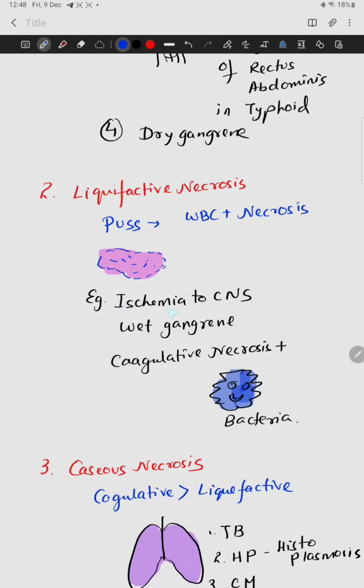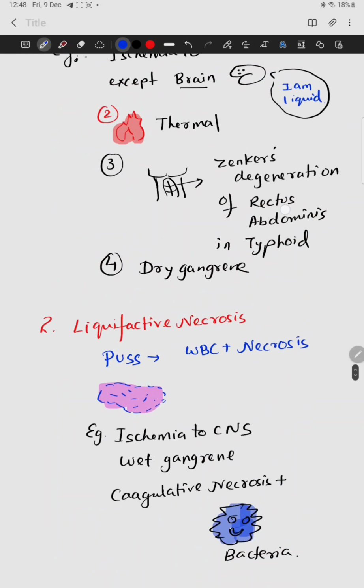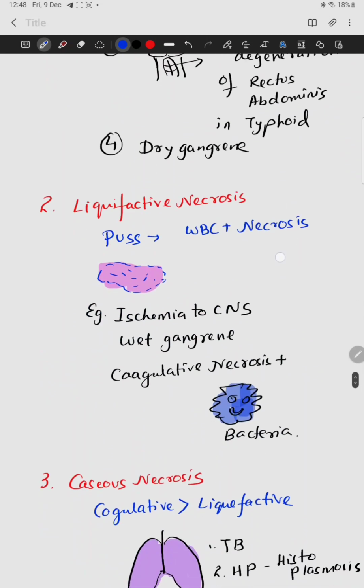And the example, as we studied earlier, brain is liquid, right? So there is ischemia to the CNS, and wet gangrene. And also coagulative necrosis, all the difference is there in the management of the cell membrane, right? And when bacteria get attached to the coagulative necrosis, it can be converted into liquefactive necrosis. Next, so these are the two main types, that is coagulative and liquefactive.